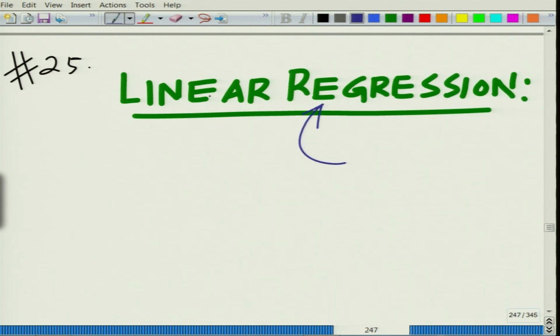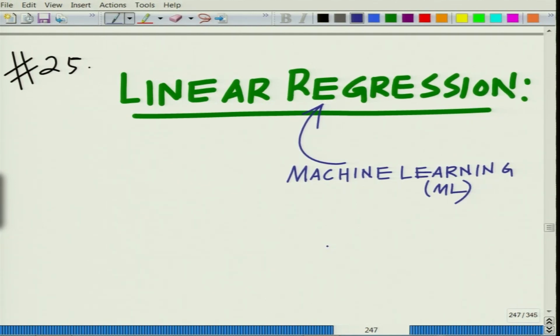And as I have told you, this is a very important application in the area of machine learning or ML. Now, what is linear regression about?